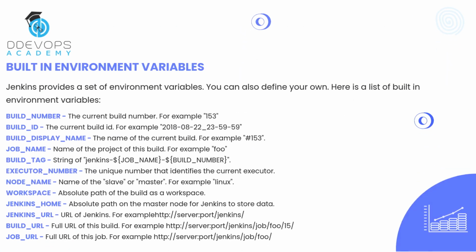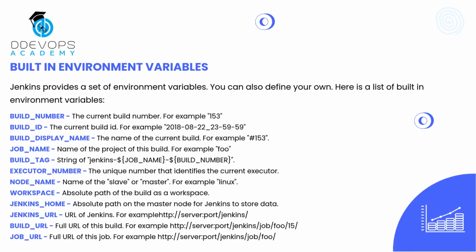Jenkins provides built-in environment variables that give context to each build. For example, build number, job name, and workspace path. You also get URLs for the job and build, plus identifiers like executor and node name. These variables make it easy to reference build details inside your pipeline scripts without hard-coding values.